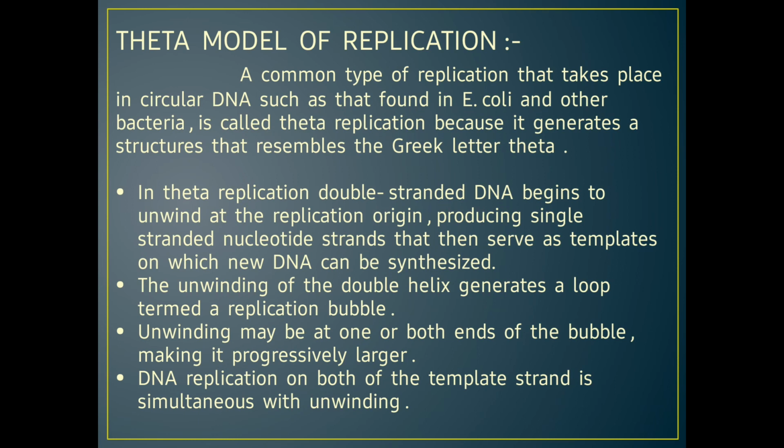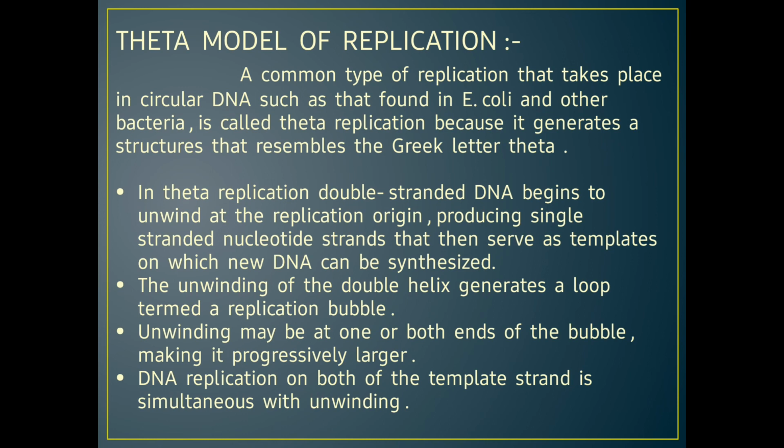It's simply that there will be a double-stranded DNA, it will unwind, and at the time of unwinding a single-stranded DNA will form, and that single-stranded DNA acts as a template strand, and according to the template the corresponding codes will be made.